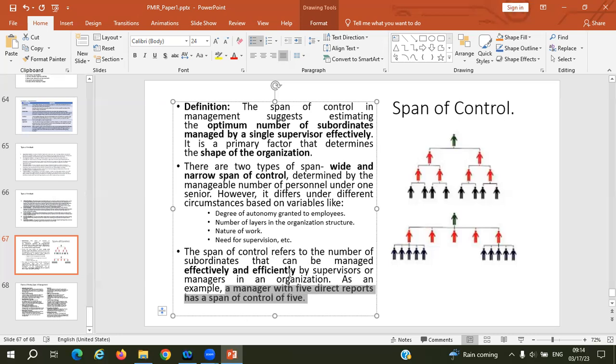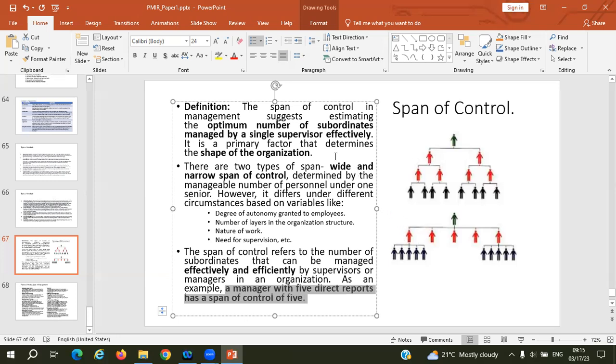Span of control refers to the number of subordinates that can be managed effectively and efficiently by a supervisor or manager in an organization. As an example, a manager with 5 direct reports has a span of control of 5. This is an important concept in management. So in this slide, you understand what span of control is and what the different types of span of control are.